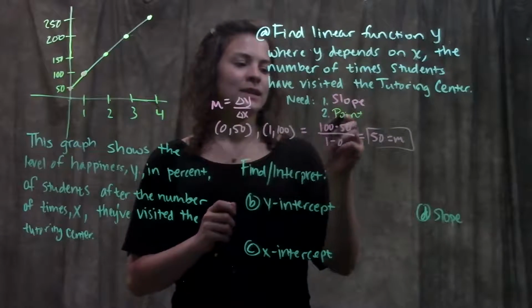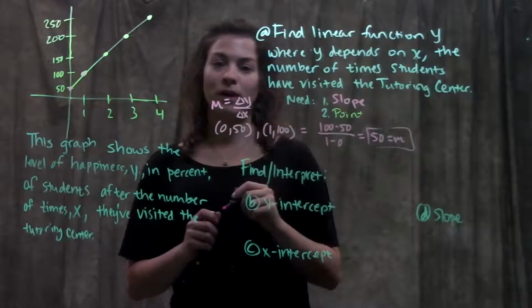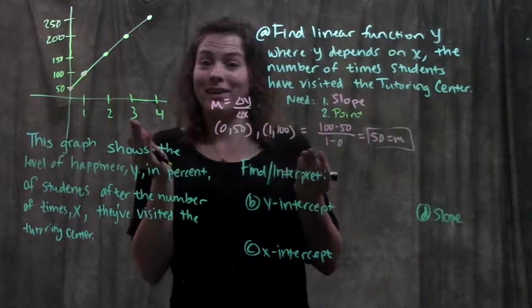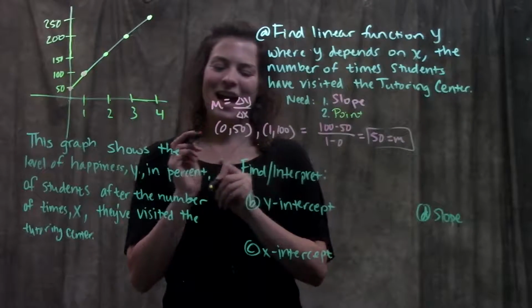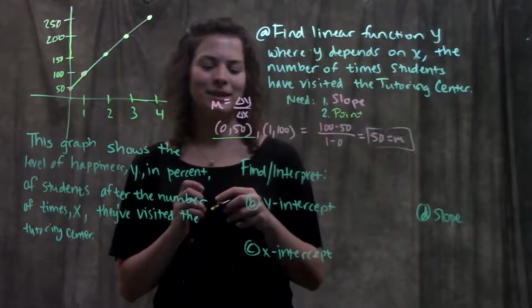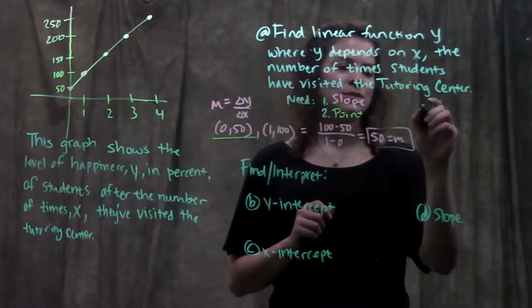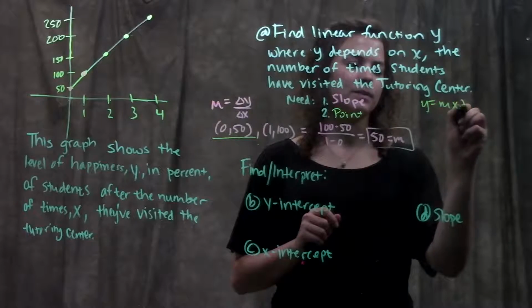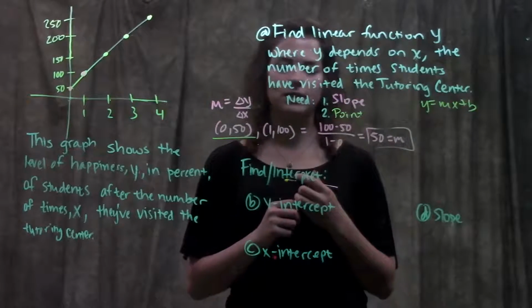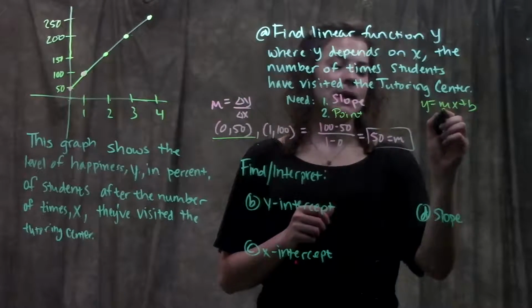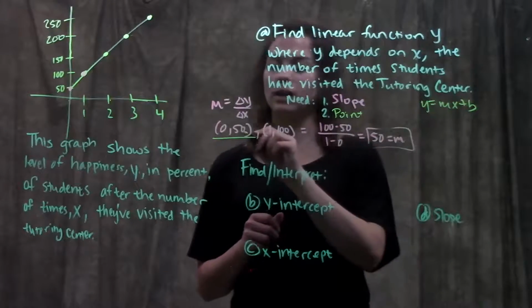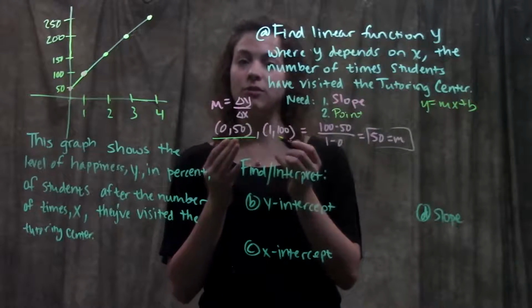All right, and the next thing I need is my point on the line. Conveniently, I already have 2. So I'm going to pick this point because it's easier. And I'll plug it into my y equals mx plus b form. That might be a little easier in this case. My m is my slope. My b is my y-intercept, which I already have at 0, 50.